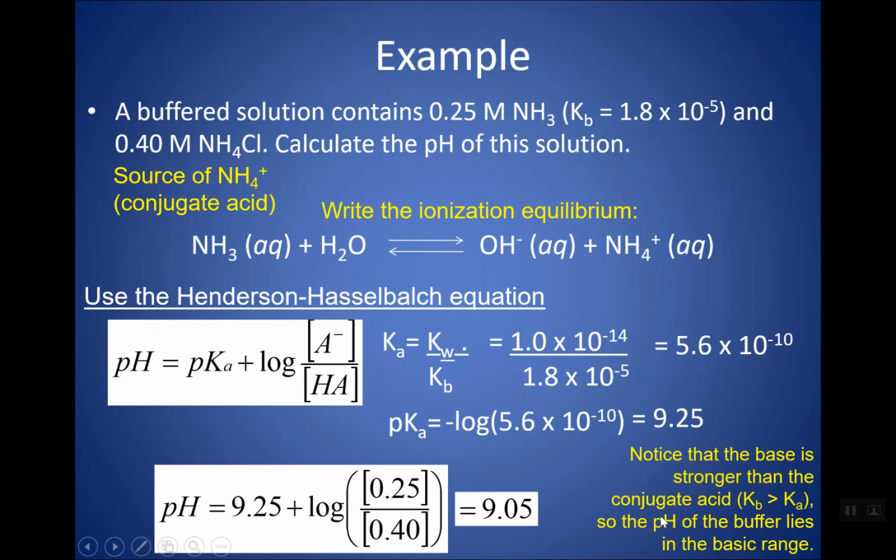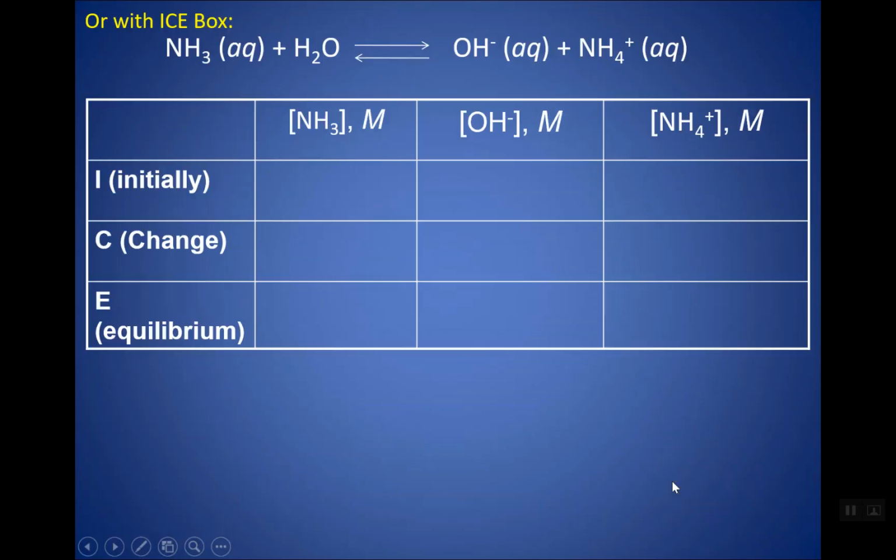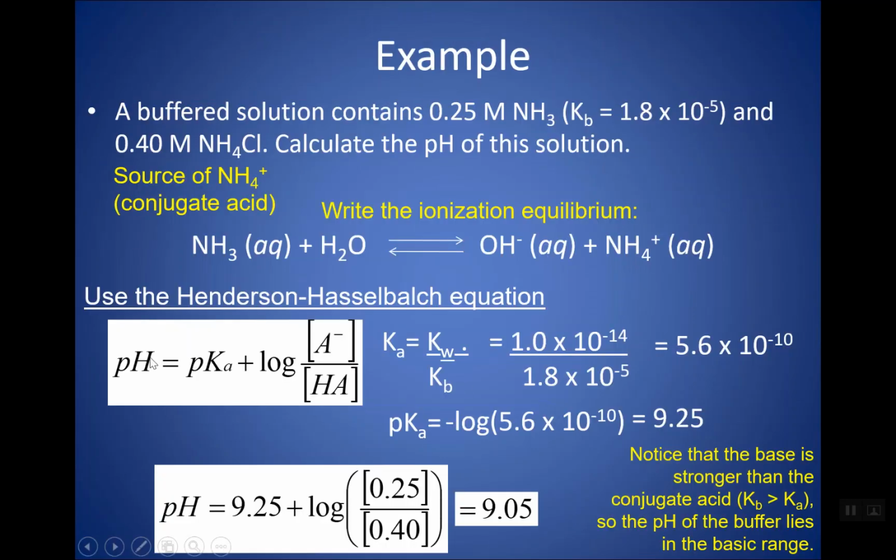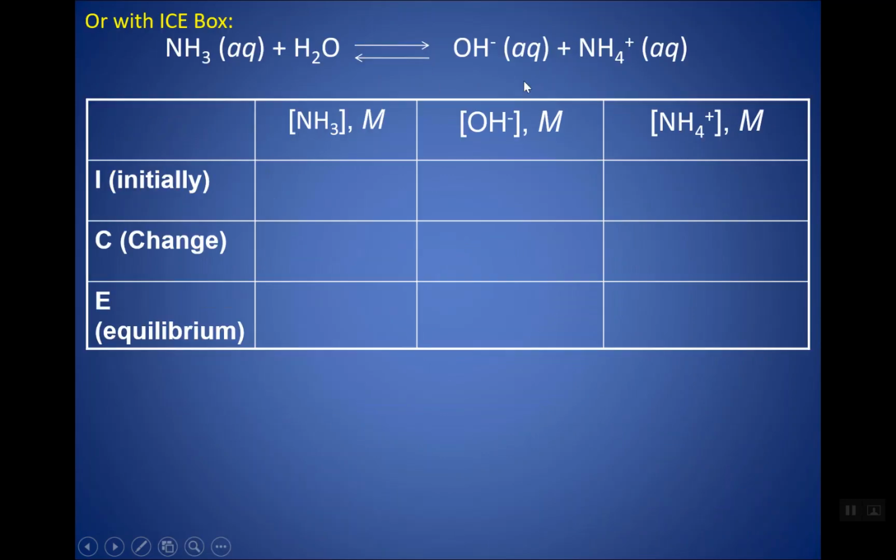Okay. Just showing you another way you could do this problem. If you didn't want to use the Henderson-Hasselbalch equation, you could create an ICE box with the ionization equation. And initially you have 0.25. Initially, you could assume OH minus is 0. And remember when we were doing just a weak base problem, we would initially assume NH4 plus was 0. Instead, this has now become a common ion problem. My NH4 plus is not 0. In this case, we go back to the problem statement, it is 0.4.